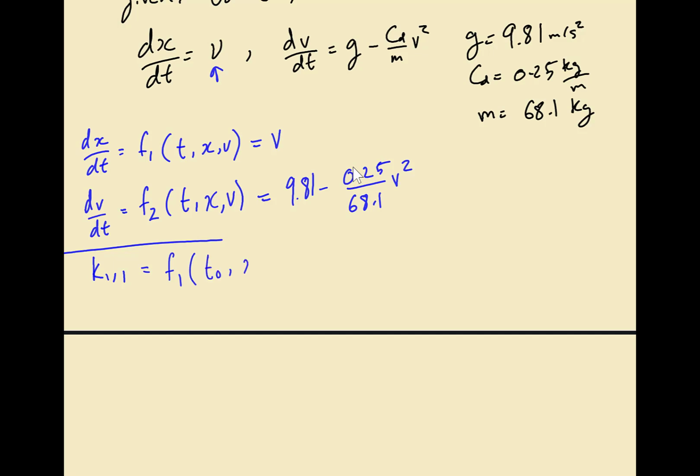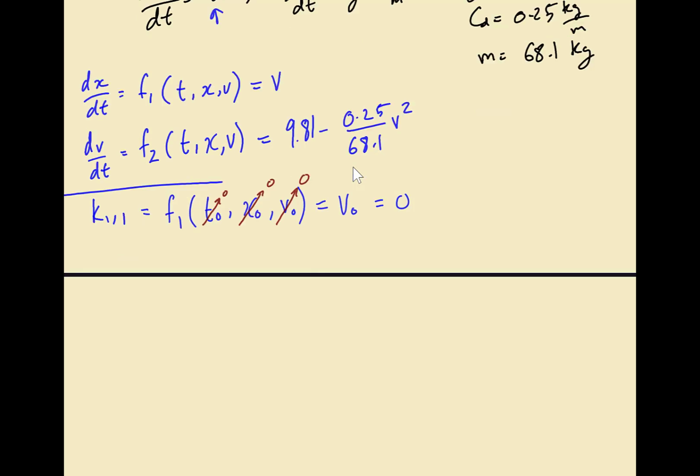So this would be t naught, x naught, v naught, which is equal to the velocity alone. So this is equal to v naught. But if I wanted to write all the variables in there, this would be 0, this would be 0, and this would be 0, right? So in here, we write k11 is equal to 0, right? Because it's equal to v naught, and v naught is 0.